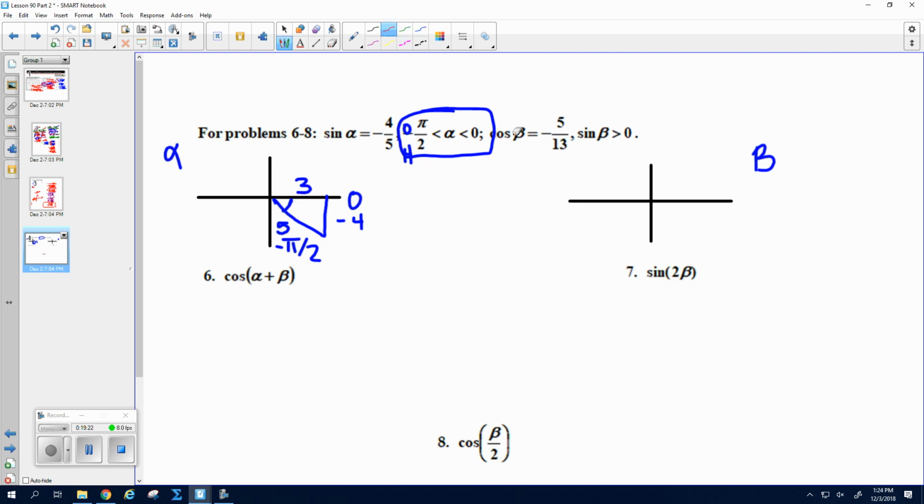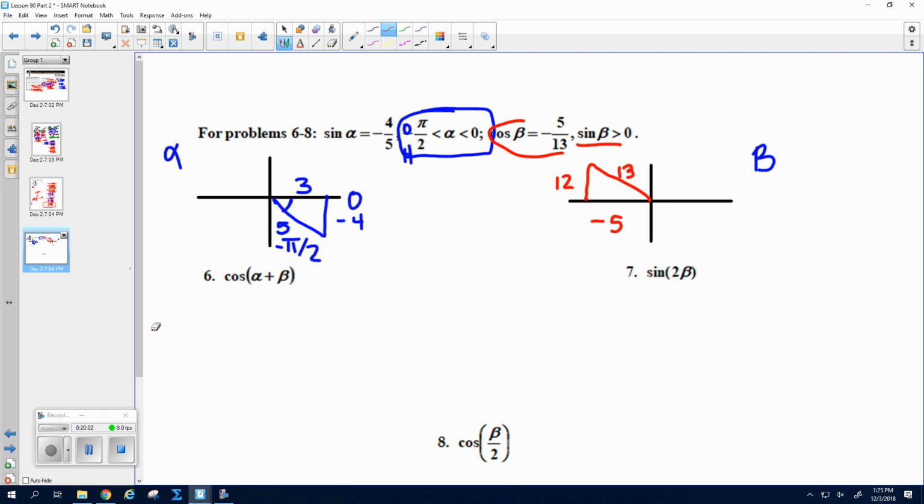Okay, now we got to draw beta. So this says cosine beta is negative 5/13. So cosine's negative here and here. But then it says that sine is positive. Sine is positive up here. So we're going to do this triangle and connect it to the x-axis. Cosine is adjacent over hypotenuse. So adjacent is right here. That's negative 5. And hypotenuse is right here. You guys got this triangle memorized? 12. Good. That would be that side right there.